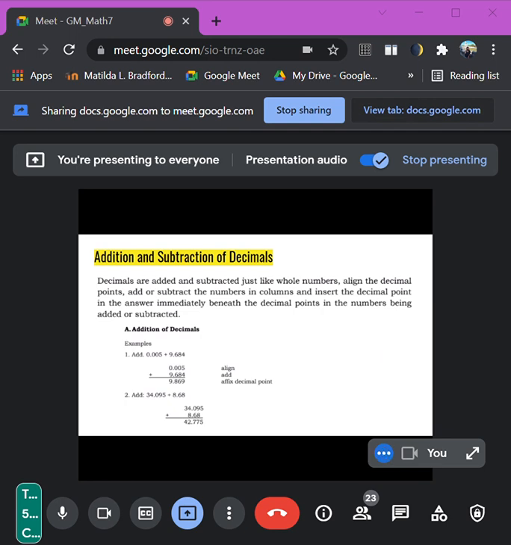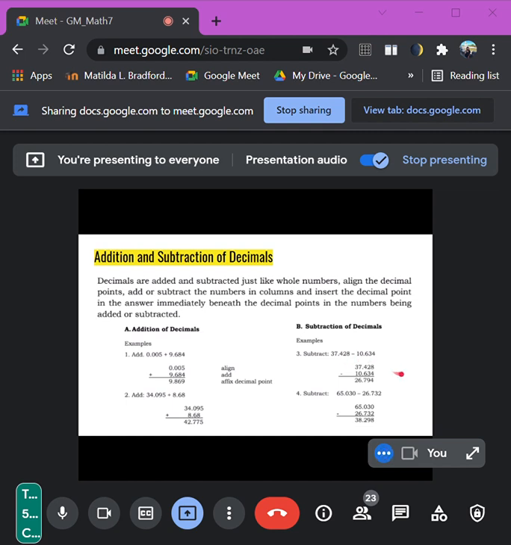775. So, remember this: align, add, and then put the decimal point in your final answer. Okay? It can be used in both addition and subtraction. So, we have here some examples in subtraction.